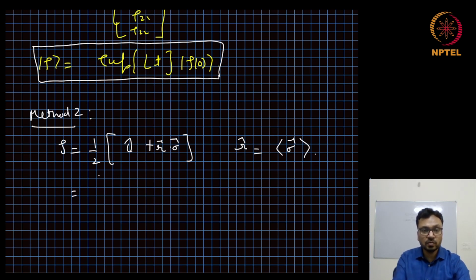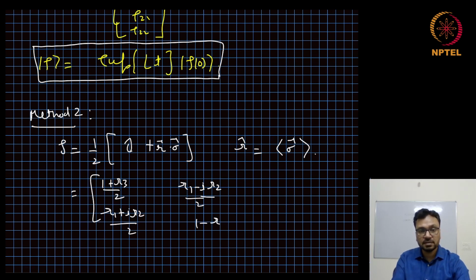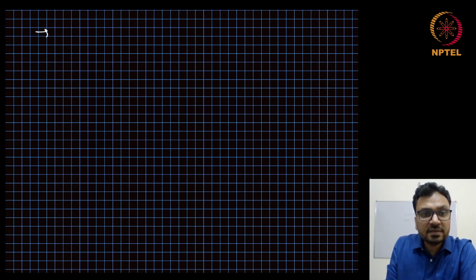So our rho can be written as (1 plus R3) over 2, (R1 minus i R2) over 2, (R1 plus i R2) over 2, and (1 minus R3) over 2. From here we can see rho 1 1 is (1 plus R3) over 2, and that is the population of the ground state.